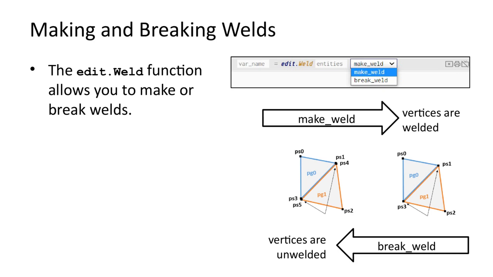Or you may want to do the opposite. You may want to unweld vertices that are currently welded. This means that you may need to make copies of an existing position. The edit.Weld function can be used for welding or unwelding positions. Let's look at 2 examples.